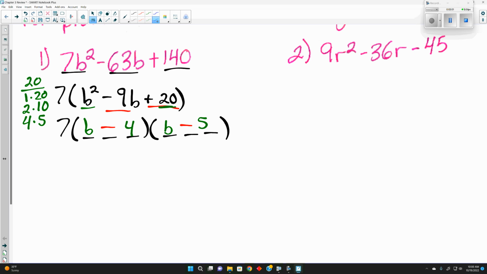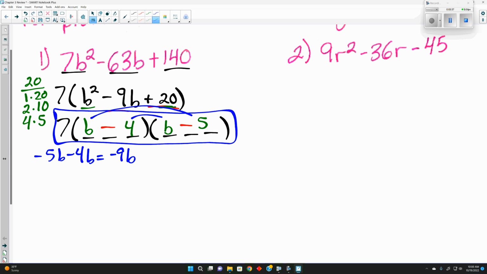The last thing we do is to check. And we could do the whole check. We can multiply everything out, do b times b, and -4 times -5. But the main ones I check is b times -5 is -5b. -4 times b is -4b. And -5b minus 4b is -9b. And that would be that there. And that'd be our final answer. Any other questions on this one here? Yes.